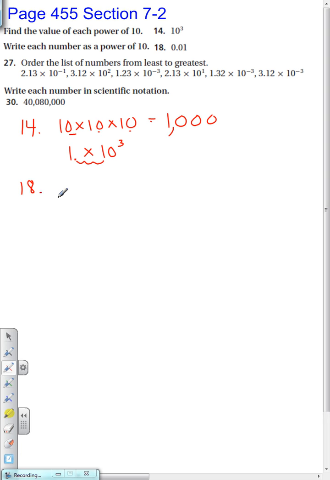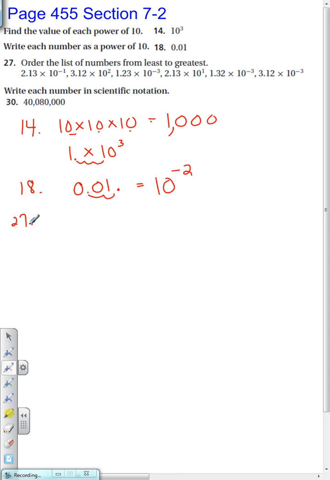Number 18, if I wanted to write 0.01 as a power of 10, well, I would have to move the decimal twice over, so I know my exponent's going to be a 2, and because this is a number that's less than 1, I know my power of 10 has to be negative, so it would be 10 to the negative second power.